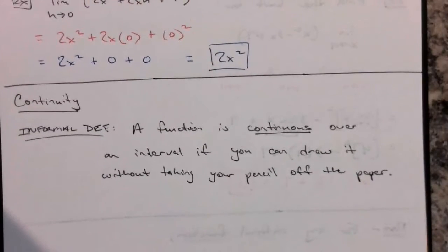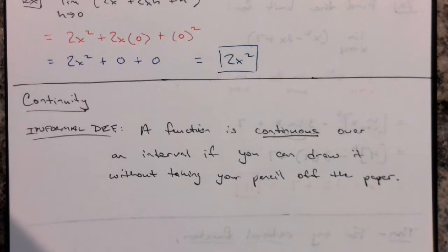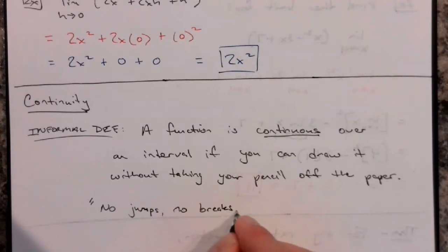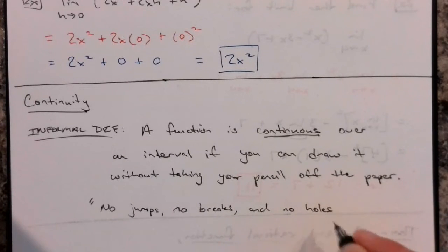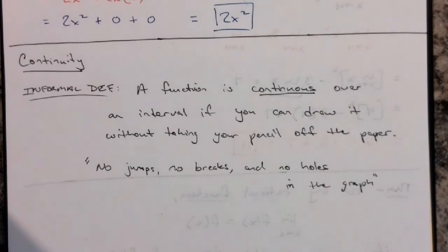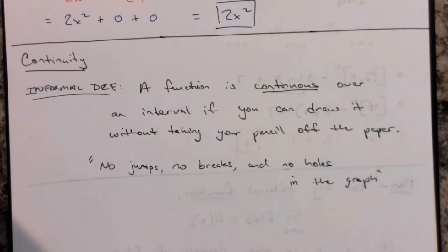So I'm saying, all right, a function is continuous over an interval if you can draw it without taking your pencil off the paper. What this is really trying to say is that there's no breaks, right? So there's no jumps, no breaks, and no holes in the graph. Right, so that's really what this is getting at. So let me give you a few examples just so you can kind of ID what we're talking about.